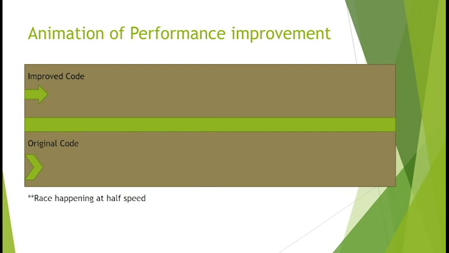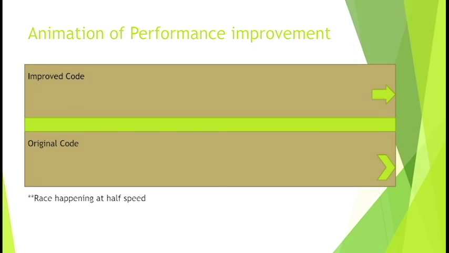In half speed, watch as the top arrow representing the improved code races against the bottom arrow representing the original code. Even with our code only running through the loops 1,000 times, the difference in runtimes is very noticeable. Just imagine how much slower the original code would have been had we been dealing with larger data sets.